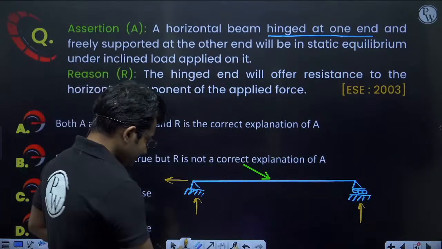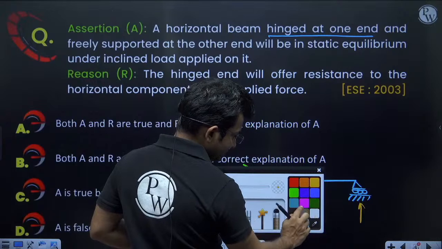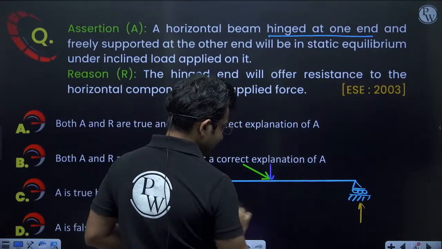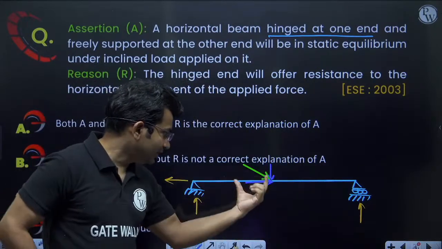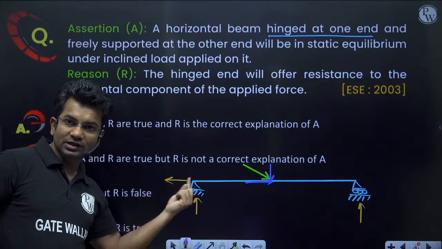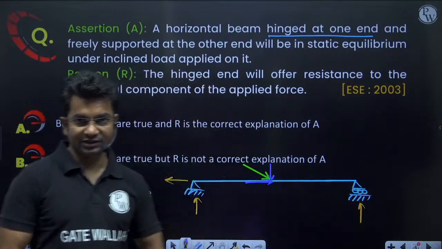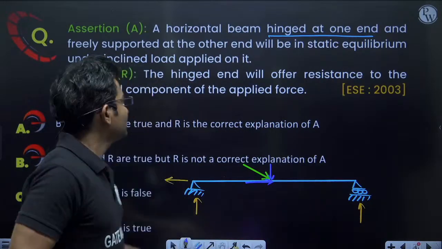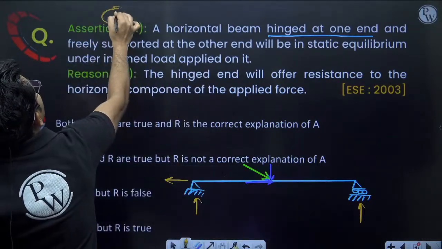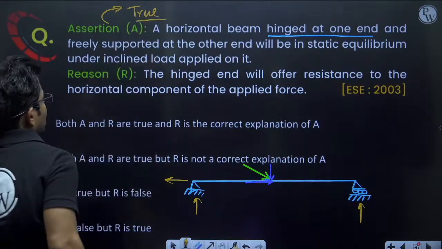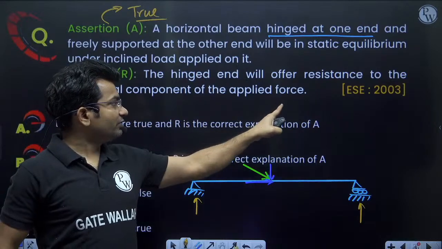Now this inclined load will be having two components. What will be the two components? One will be the vertical component and one will be the horizontal component. So this horizontal component will be resisted by this horizontal support reaction. This vertical component will be resisted by these two vertical reactions. So that means it will be in static equilibrium. So assertion is correct, assertion is true.